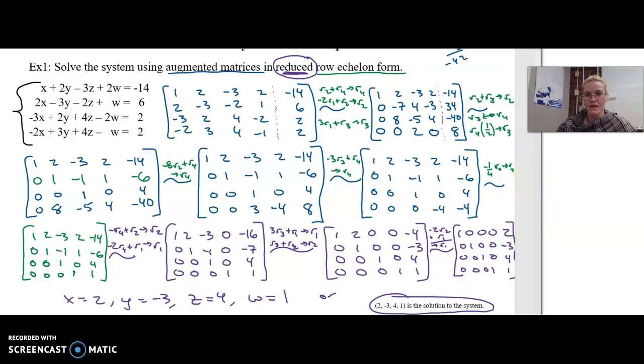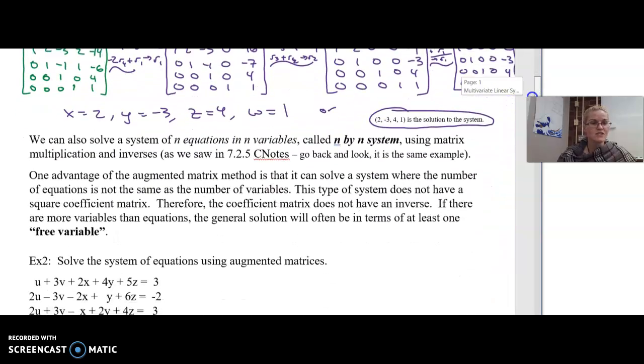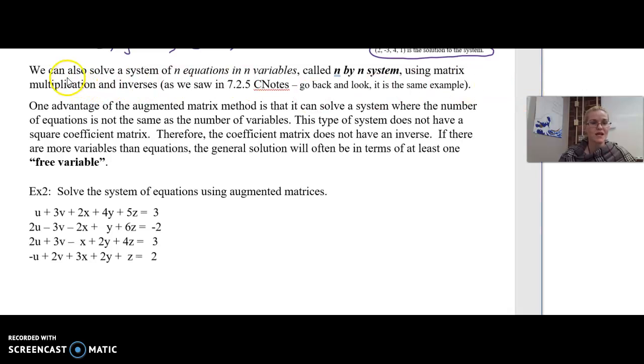All right, so then looking at the next example, right? We can also solve a system of n by n equations and n variables using inverse matrices, as long as the determinant's not 0. But using the augmented matrix method is better when you have systems that aren't squares, right? So here I've got u, v, x, y, and z, so 5 unknowns, but only 4 equations.